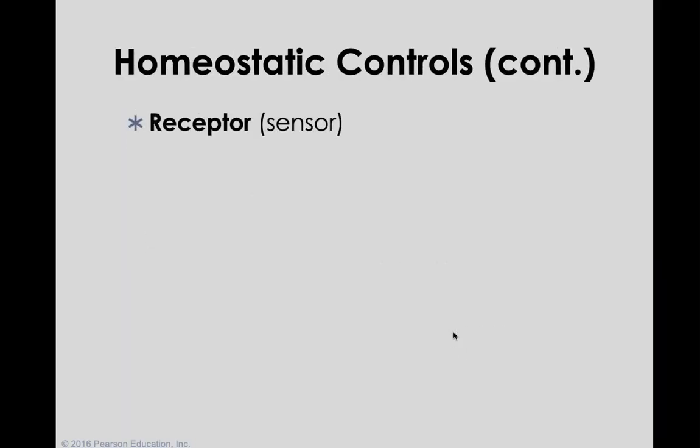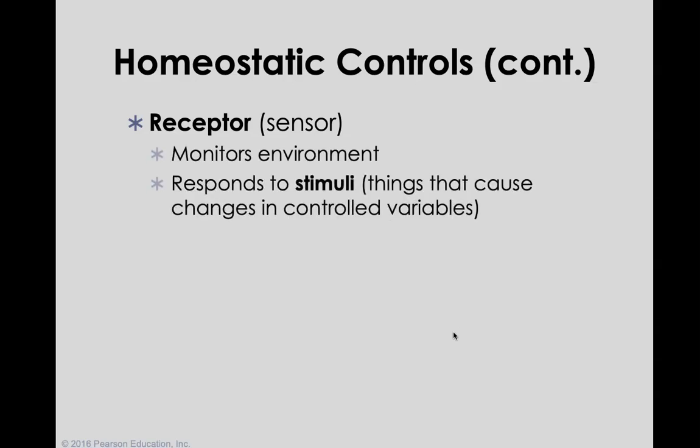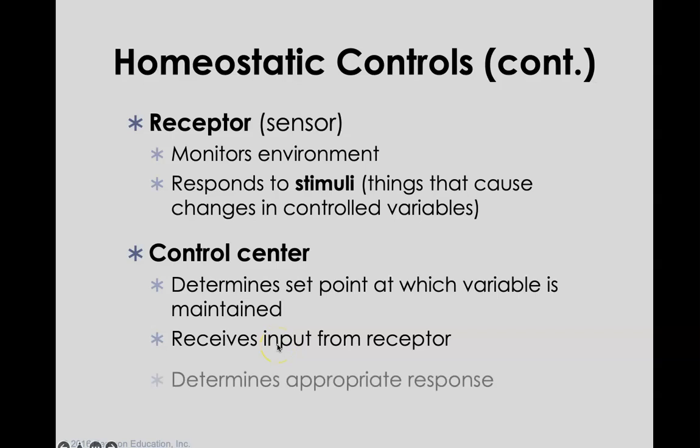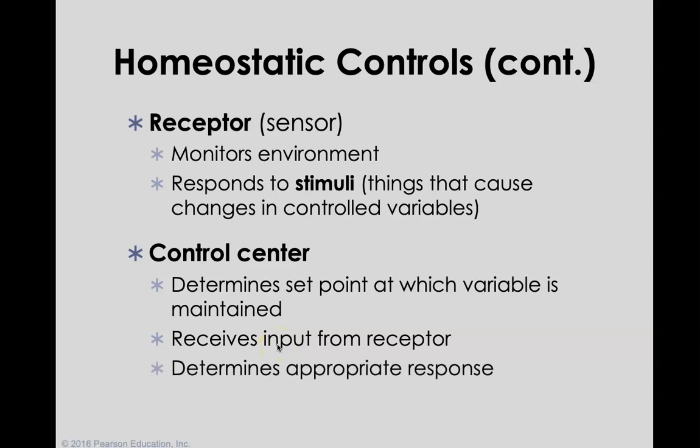And so a receptor is just our sensor, okay? And that sensor is going to monitor the environment and then respond to any external or internal changes. That's what we call a stimulus, things that cause changes. Then we're going to have a control center, and that control center is going to determine what our set point is for those variables. And that's going to receive input from the receptor. So if there is a change, it'll receive that input from that receptor and then determine what the appropriate response is to get us back to homeostasis, okay?